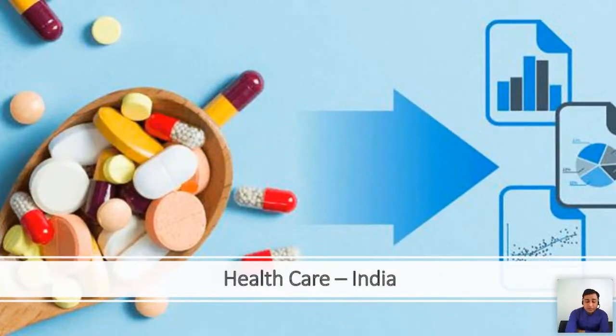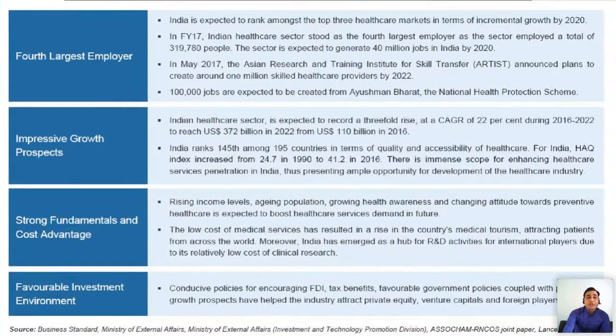Now we quickly move to the healthcare industry. If we talk about the Indian perspective, we are amongst the fourth largest employer in the world, and we are marching towards the top two or top three rank in the pharmaceutical healthcare markets globally, in terms of the incremental growth that we have planned to achieve. In the past financial years, we have stood at the fourth employer position globally, and we are marching towards the second.